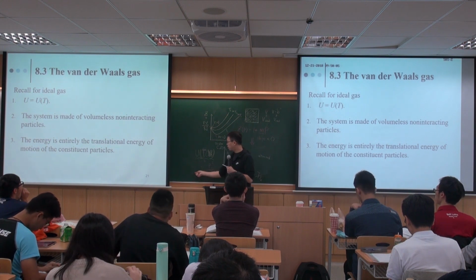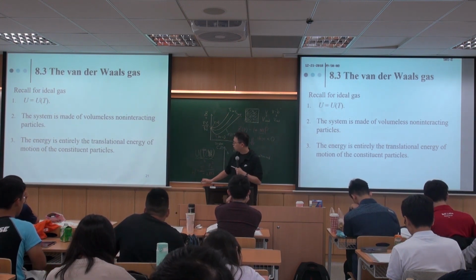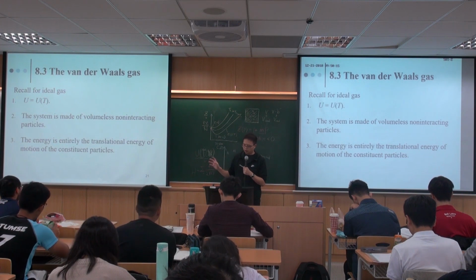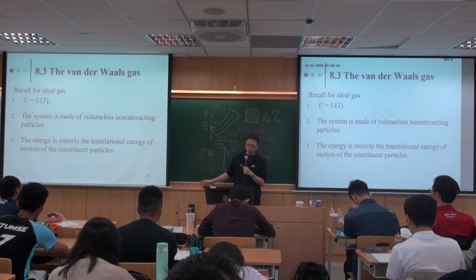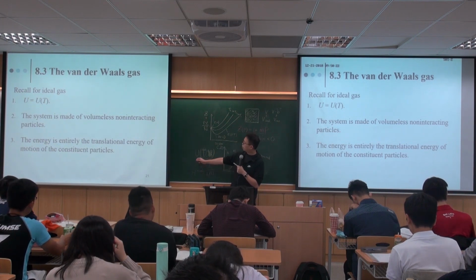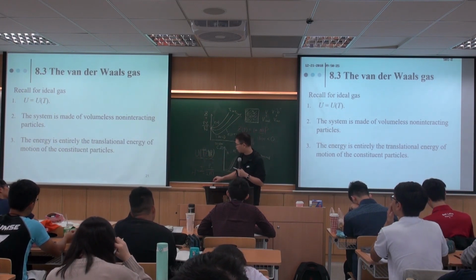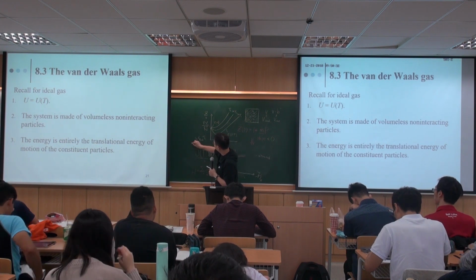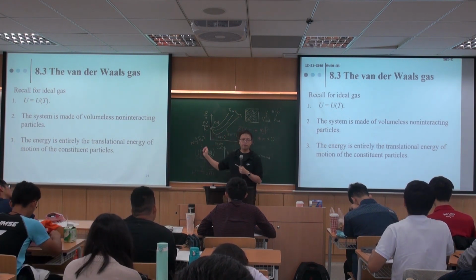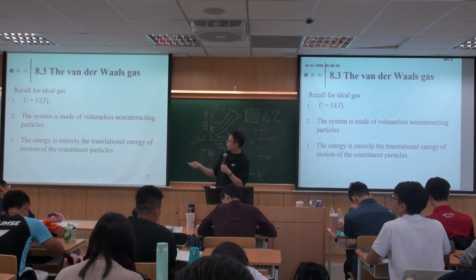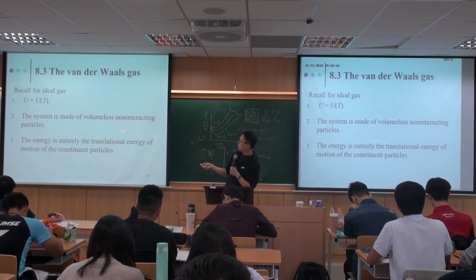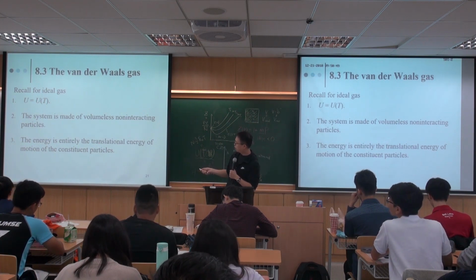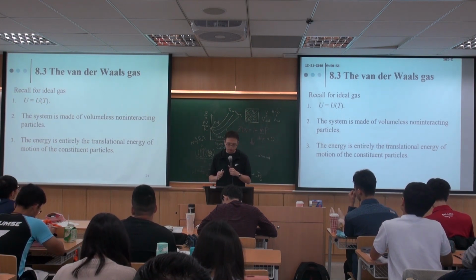Remember when we talk about the Hamiltonian of the ideal gas, it's only related to kinetic energy. There's no potential energy or interaction terms. Therefore, later we derive that for ideal gas, the internal energy is only related to temperature, times n, or depending on how many gas molecules you have. So for ideal gas, it's made of volumeless, non-interacting particles. Therefore, you can say this is like that, because energy is entirely the translational energy of motion, which means that it's the kinetic energy of the particles.